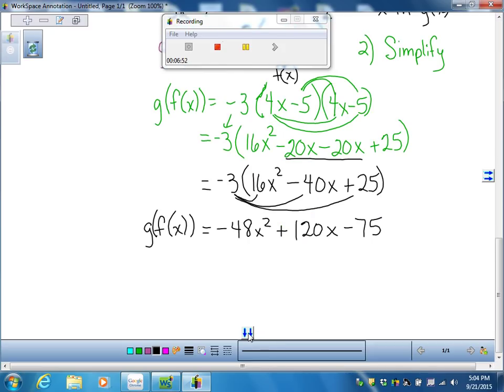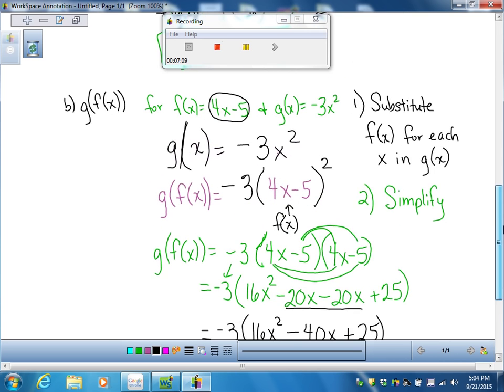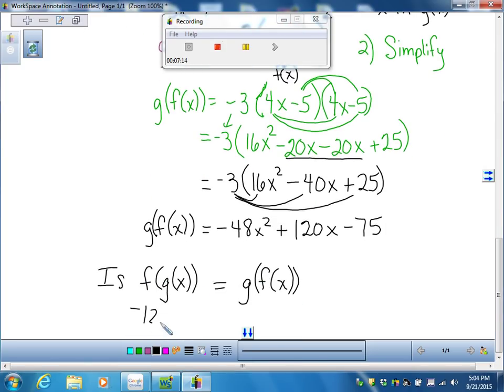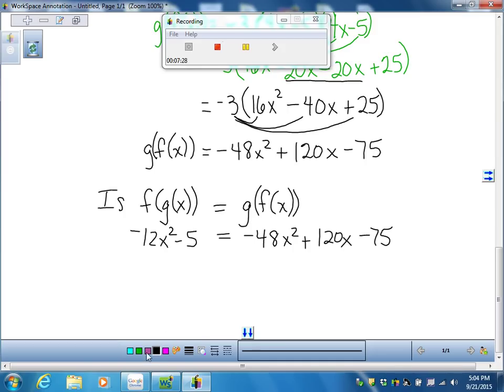So finally, we're ready to answer that last question. Is f of g of x equal to g of f of x? For f of g of x, we got negative 12x squared minus 5, and for g of f of x, we got negative 48x squared plus 120x minus 75, and as you can see, the two are not equal.